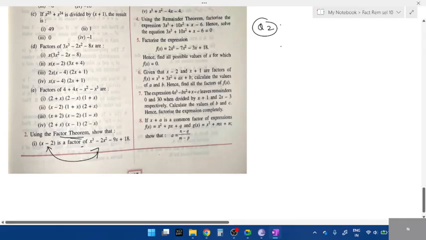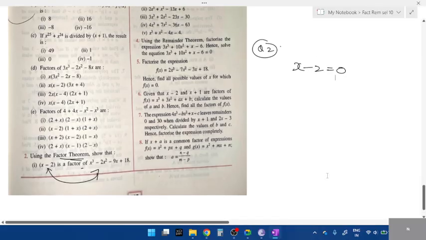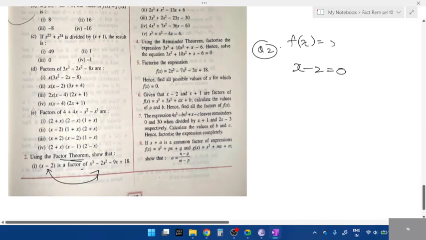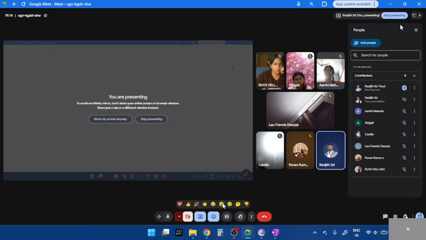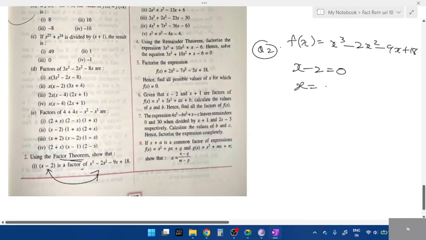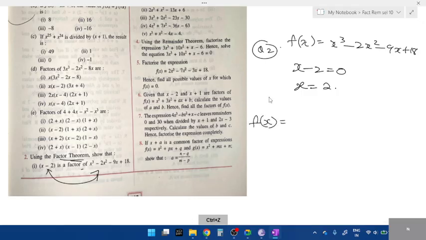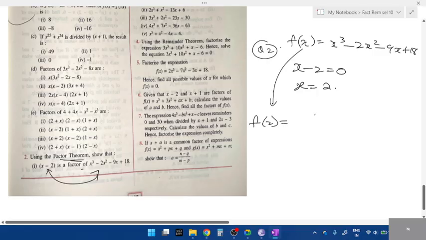If you have to show x minus 2 as a factor, x minus 2 is equal to 0, and the function is f of x equals x cube minus 2x square minus 9x plus 18. x minus 2 is equal to 0, then what is the x value? What is x, students? 2. So f of x is equal to, in place of x, just put 2. We have to substitute 2. That's the meaning. Okay, f of 2 is equal to 2 cube minus 2x square minus 9x plus 18.